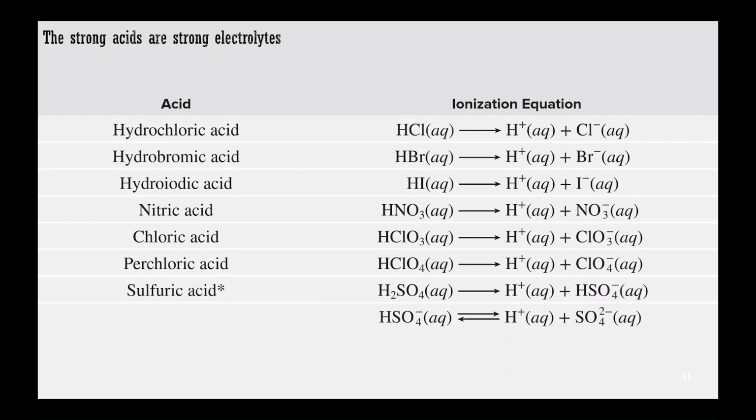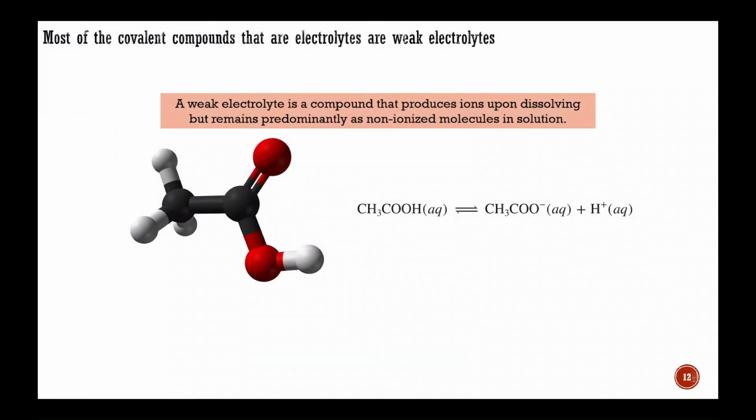These include the 7 strong acids, which are listed in this table. A strong acid ionizes completely, producing a solution that contains hydrogen ions and corresponding anions, with essentially no intact acid molecules remaining. Most covalent compounds that are electrolytes are weak electrolytes. A weak electrolyte is a compound that produces ions upon dissolving, but remains predominantly as non-ionized molecules in solution. Most acids, except those listed in the previous table, are weak electrolytes.